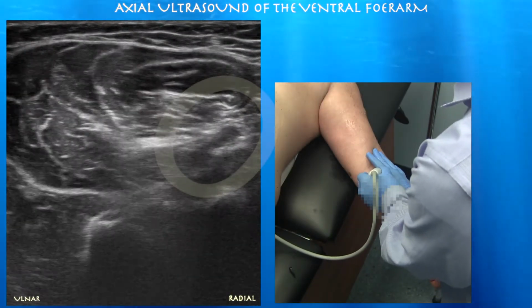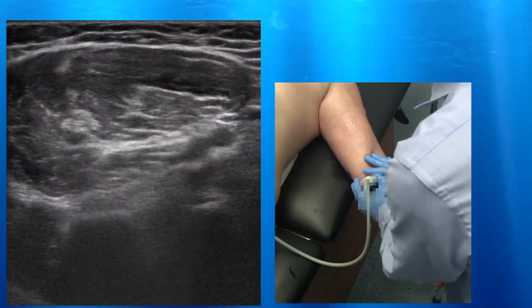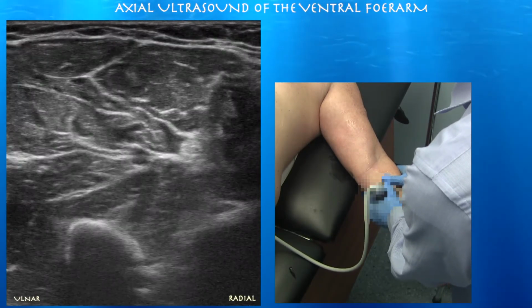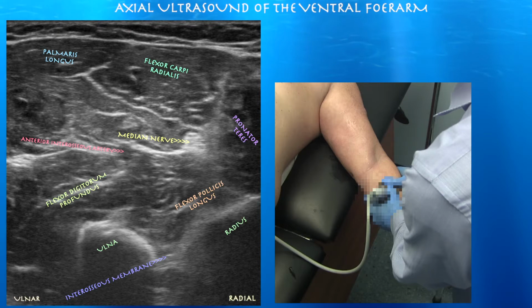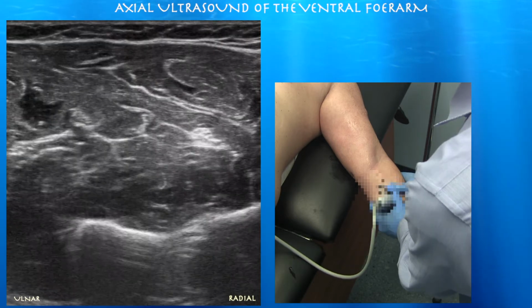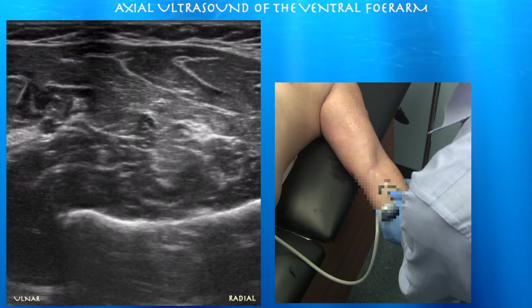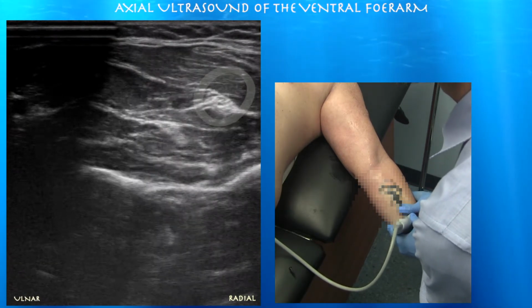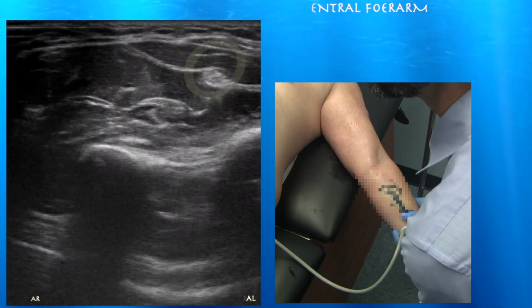Here we're a little bit proximal. You can see some of the major blood vessels, such as the ulnar artery and the radial artery, but at this point it's a little bit hard to tease them out. But you can appreciate the median nerve and the overlying flexor musculature. See the median nerve between the flexor digitorum profundus and superficialis. Again, the median nerve is hyperechoic in this part of the arm, whereas in the carpal tunnel it's actually hypoechoic.